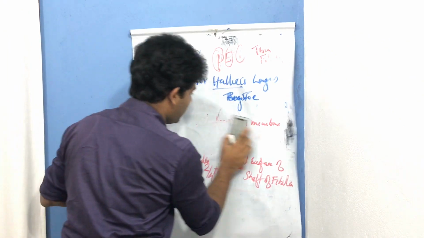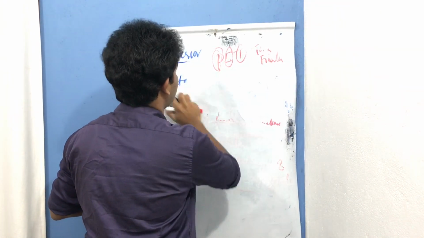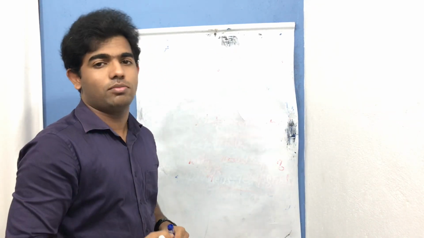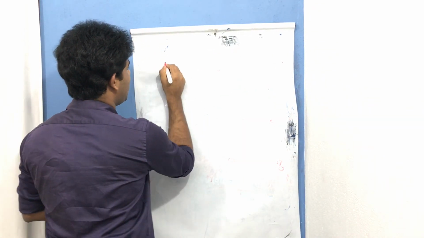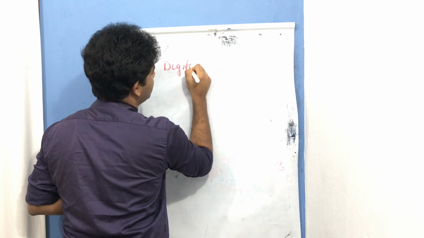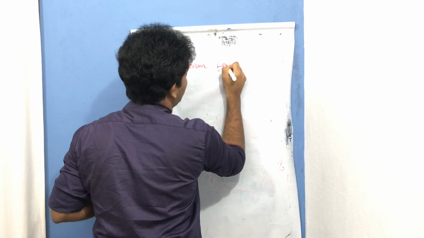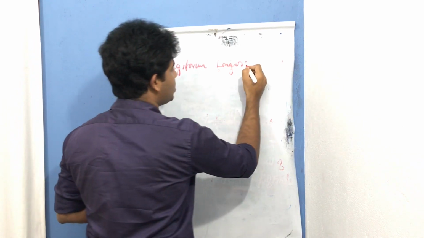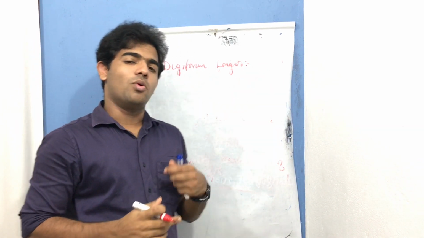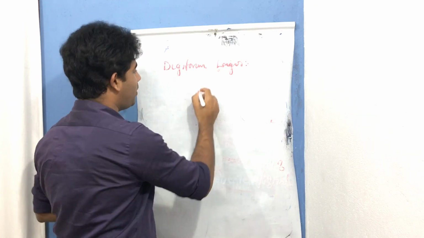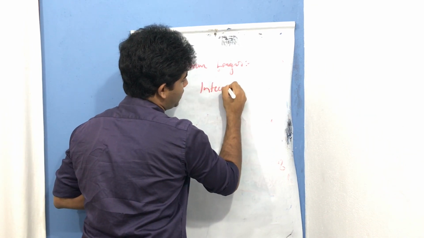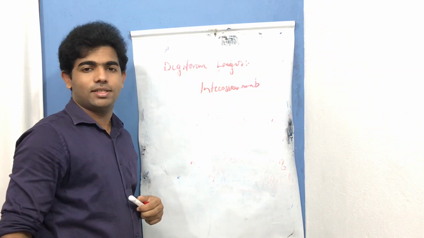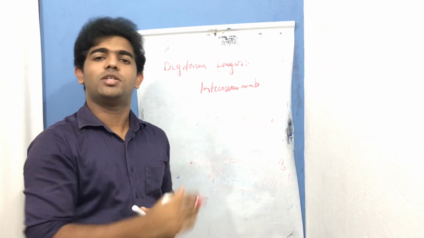Now let us move on to the third muscle, and that muscle is known as the Extensor Digitorum longus. Digitorum means it is supplying all the digits except the big toe. Now, where is its origin? We have the common point of origin, that is the interosseous membrane.